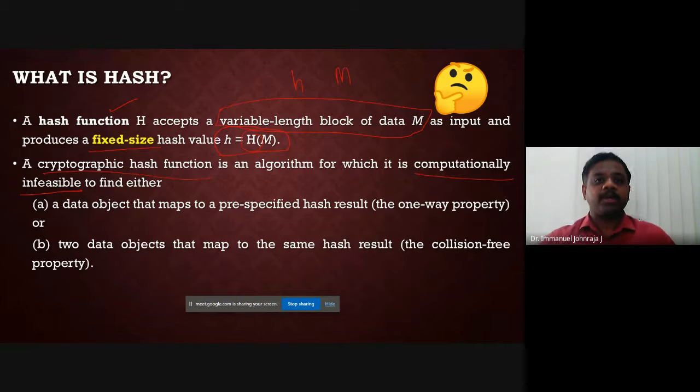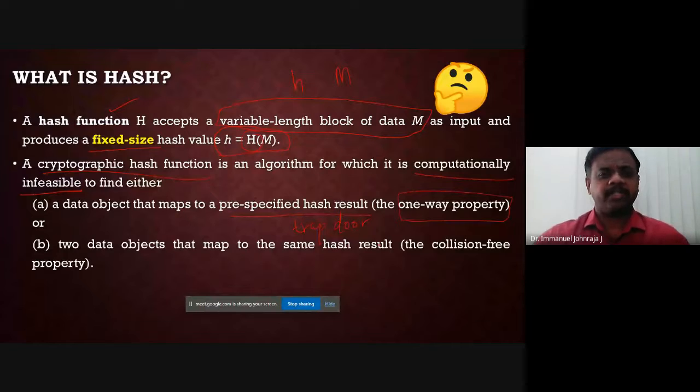You got only the hash value in your hand. Having that hash value, it should be infeasible, almost impossible, to find the original message, a data object that maps to a predefined hash value. You got a hash value, and from where you would have got this message should be infeasible for anyone to compute. This is called the one-way property. We have learned about this. We used the word trapdoor earlier. So this is called the one-way hash function. We have spoken about this a little earlier.